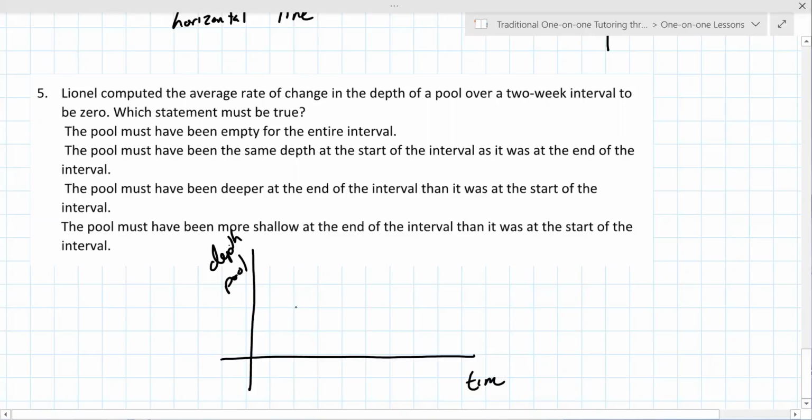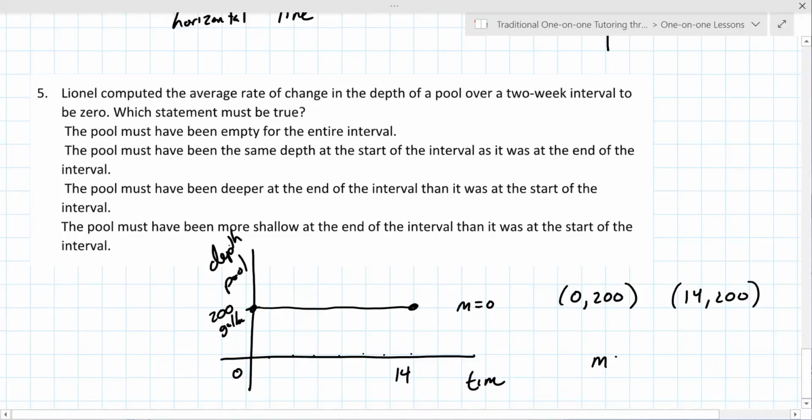Okay, so let's just say it's got a slope of 0. Do you agree that's a slope of 0? Yes. Okay. And let's call this 200 gallons. I don't know if that's right or not. And let's say that this is on day 0, and then on day 1, 2, 3, 4, 5, 6, 7. So we'll call that 14 days later. So if I give you these two data points, (0, 200) and (14, 200), what is the slope going to be when you calculate it? 0. So what must be true?